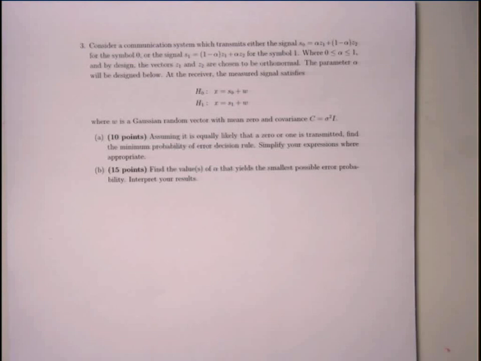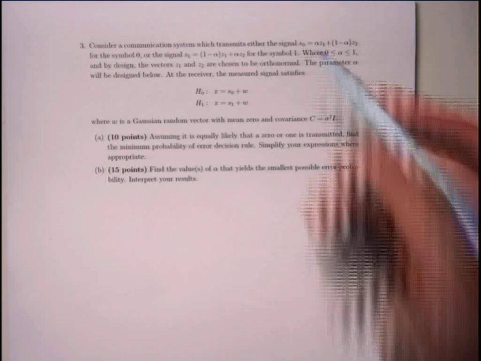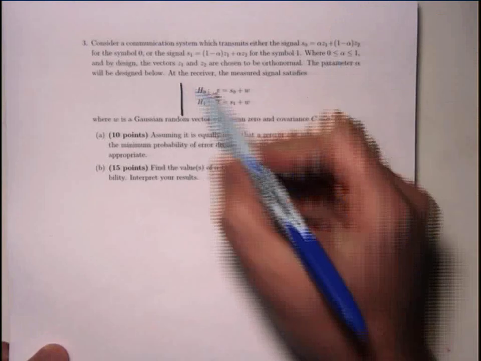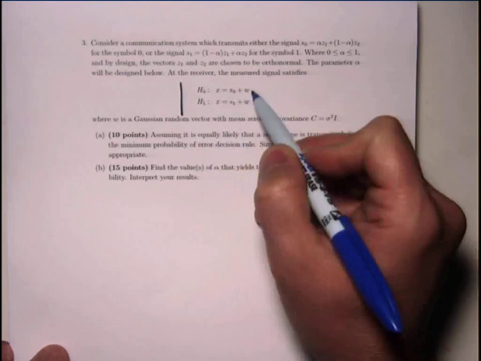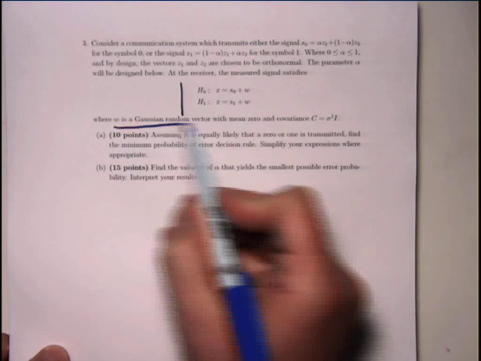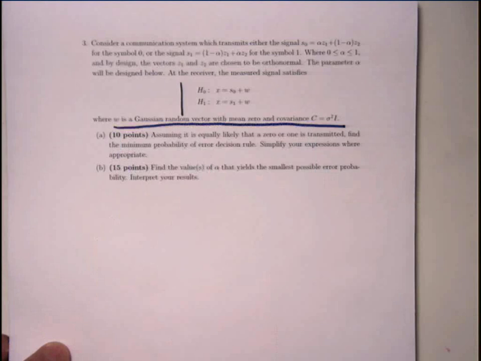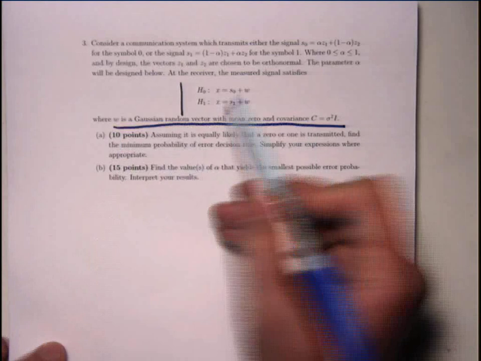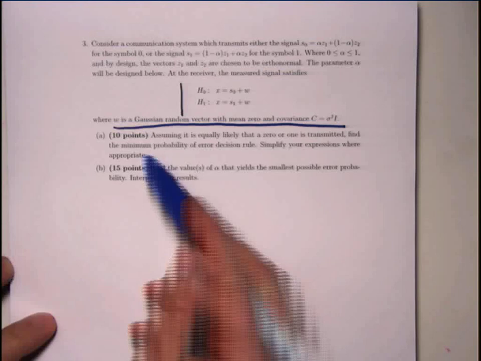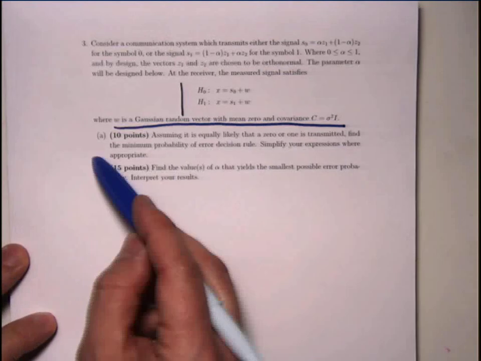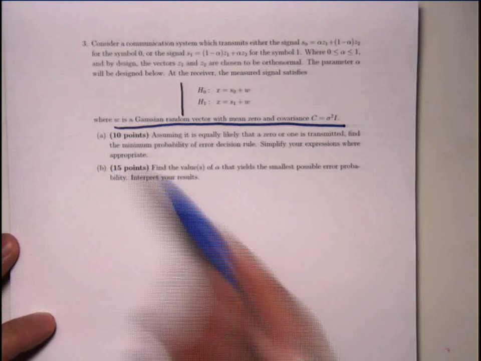It means they're orthogonal to each other, they're perpendicular, and they have unit length. What we're trying to do is to design this parameter alpha. And what we want to do is consider the following measurement model. So you're sending S0 or S1. It's going through the channel and being corrupted by some noise W, which is Gaussian with zero mean and covariance sigma squared times identity. And what you measure at the other end is X. What you're trying to do is to see which one of these signals was transmitted, S0 or S1. Now we're assuming that it's equally likely that a 0 or 1 is transmitted. Find the minimum probability of error decision rule. Simplify your expressions where appropriate.